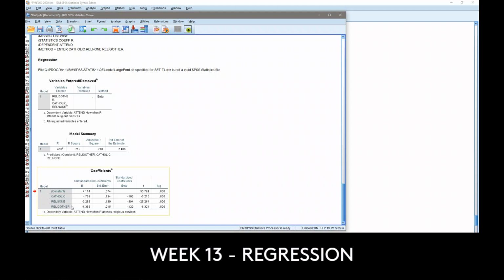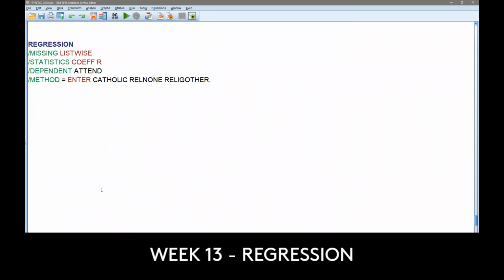Let's go ahead and interpret other religions. So when compared to Protestants, people of other religions have a 1.36 unit decrease in their religious attendance, and that relationship is statistically significant at the 0.001 level. Okay? All right. Very good.